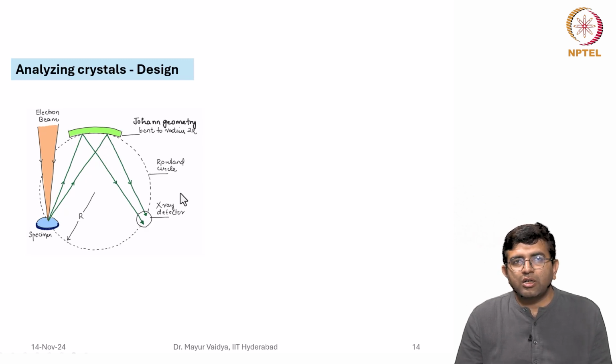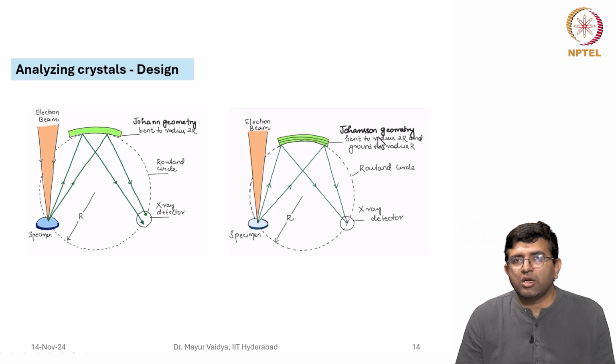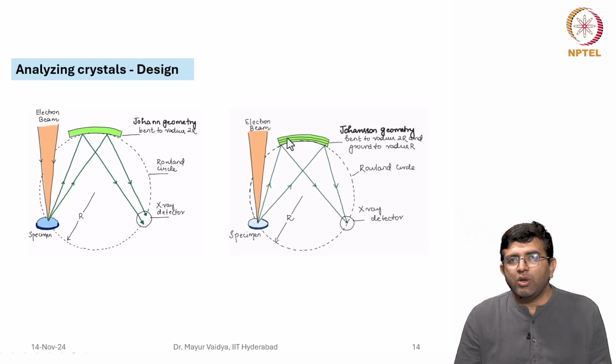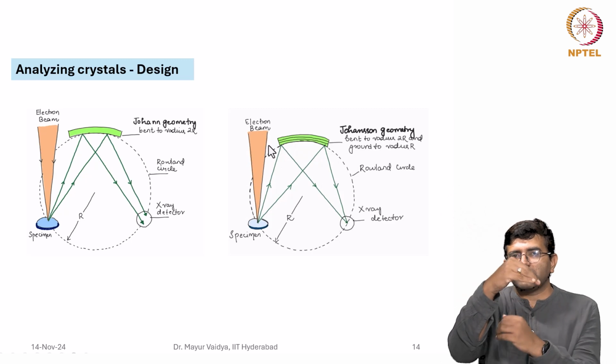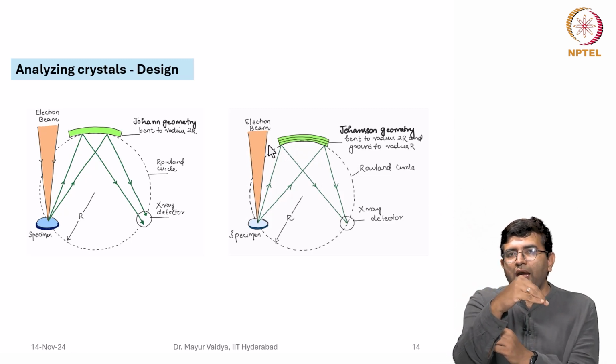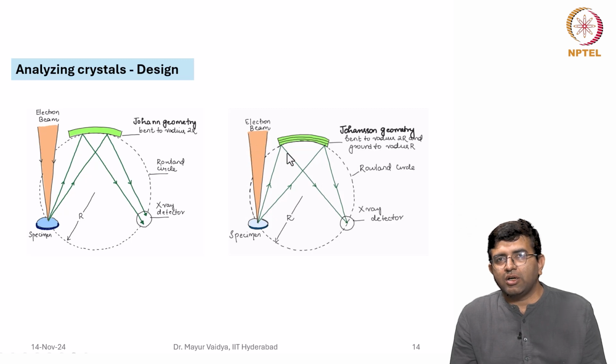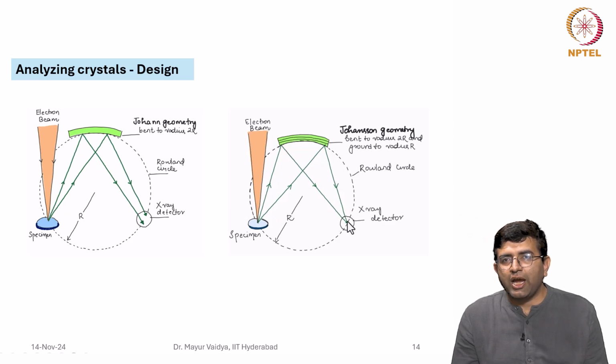The difference which another geometry brings, known as the Johansson geometry, is that here not only is the analyzing crystal bent to the radius 2r, but it is also ground to the radius r. So you can see it is almost sticking completely on the circle, and therefore the X-rays diffracted from this crystal converge at one point at the detector. Here all the diffracted beams converge at a point which lies on the Rowland circle. This has been seen to give better detection and a better yield.